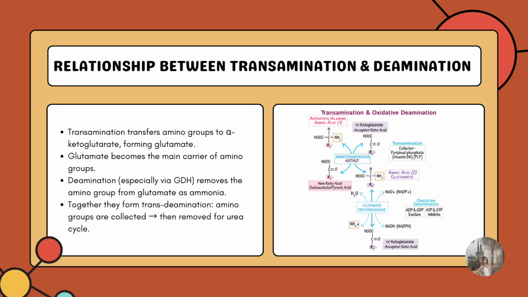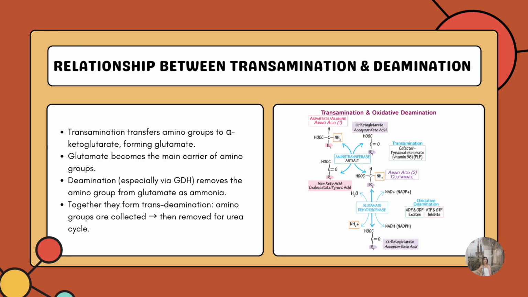Let's talk about the relationship between transamination and deamination. Transamination, as we talked about before, is a process where an amino group from an amino acid is transferred to an alpha keto acid, most commonly alpha ketoglutarate, which forms glutamate. This makes glutamate the central collector of amino groups in the body. Once the amino groups are concentrated on glutamate, the body can remove them through deamination, mainly oxidative deamination by glutamate dehydrogenase. This releases free ammonia, which then enters the urea cycle for safe disposal.